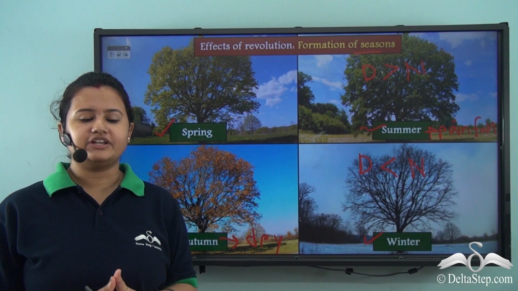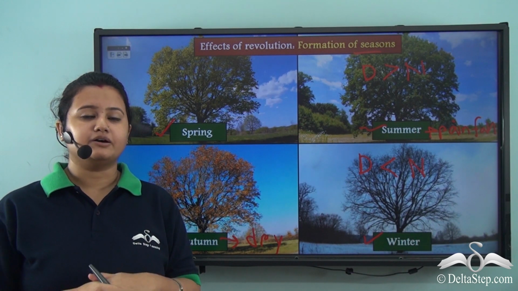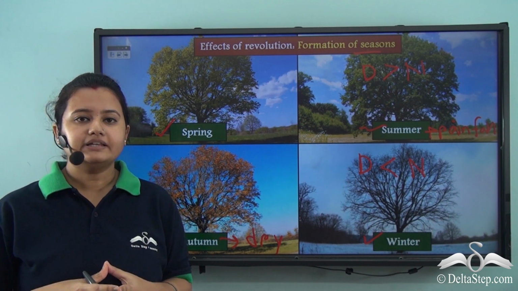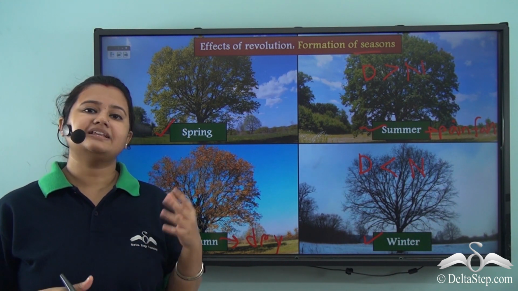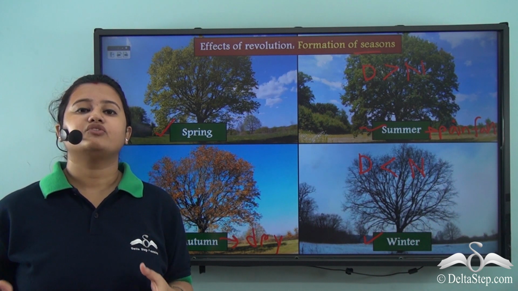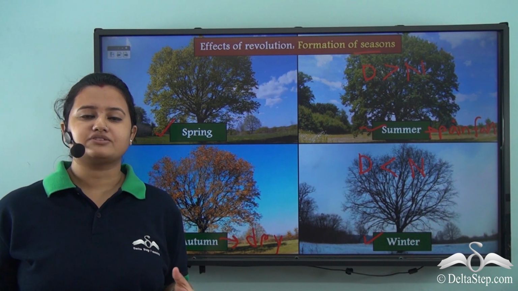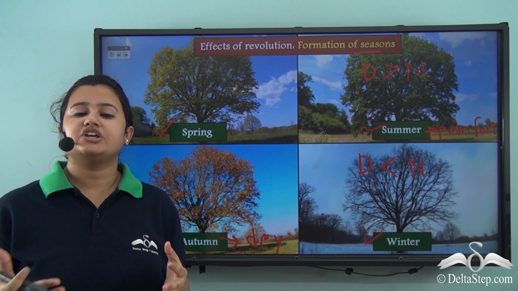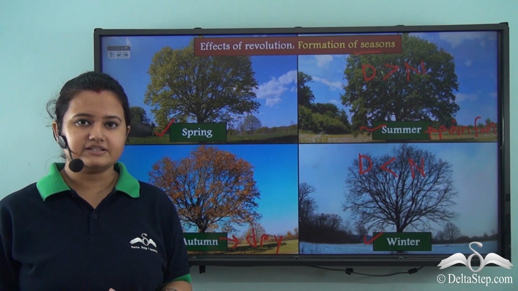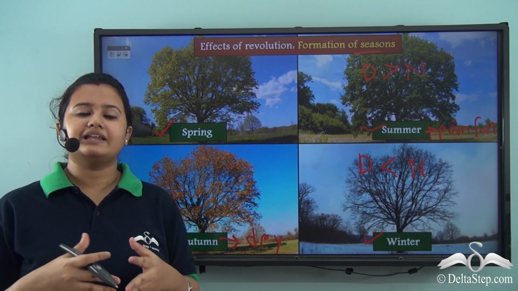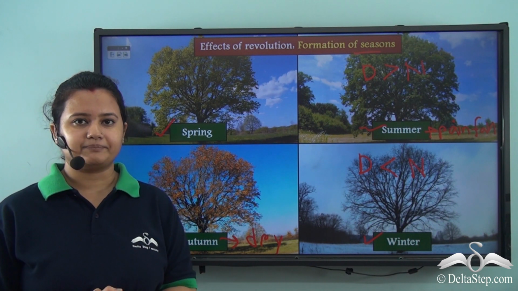So in today's video, we discussed in detail about the equinox. We learned that equinox is of two types, that is autumn equinox and spring equinox. Next, we discussed different effects of revolution, that is change in position of midday sun, formation of seasons, and variation in lengths of days and nights.